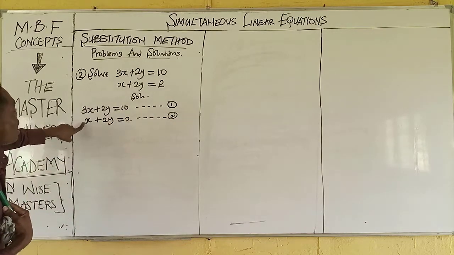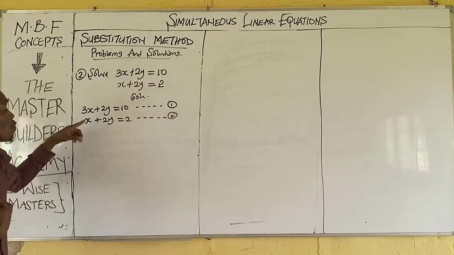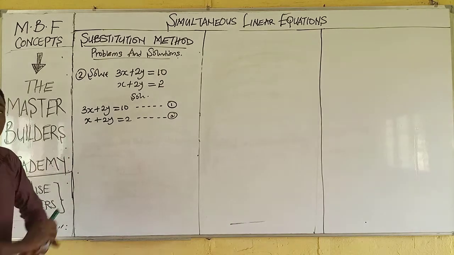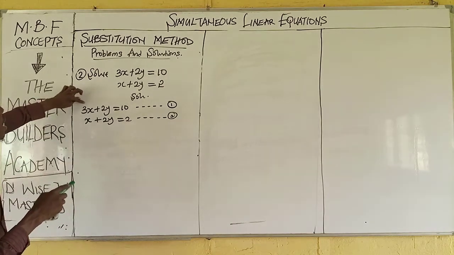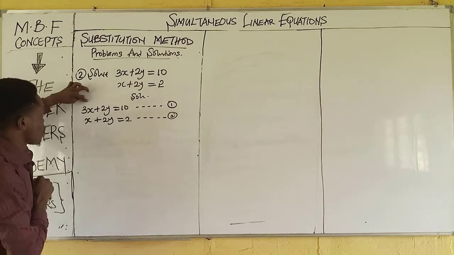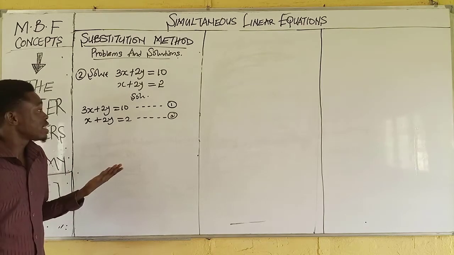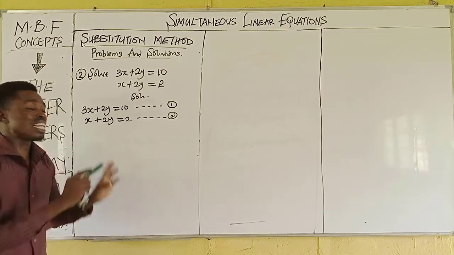Why? Because here the coefficient of x is 1. So now that the coefficient of x is 1, I can easily make x the subject formula here without dividing both sides by the coefficient of x. But I know if I am to make x the subject formula from here, at the end I will have to divide both sides by 3. But I don't want that, which is also possible for you to do. But let's go with this.